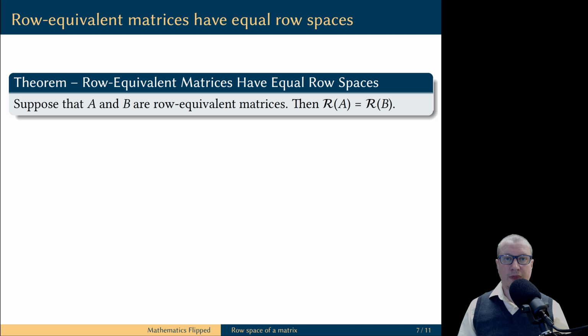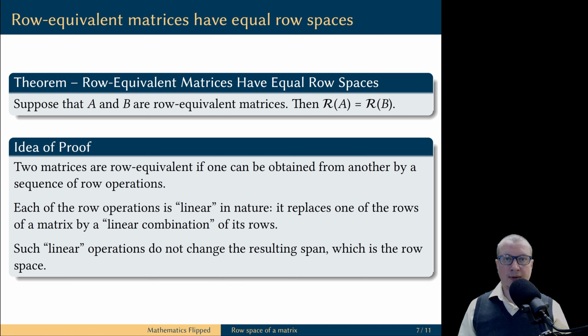Let's observe that row equivalent matrices have identical row spaces. Let me remind you that 2 matrices are row equivalent if there is a sequence of elementary row operations that transforms one matrix into another. Now, I will not present the full complete proof of this result because it is a little bit tedious. Let me just give you an idea why this result is plausible.